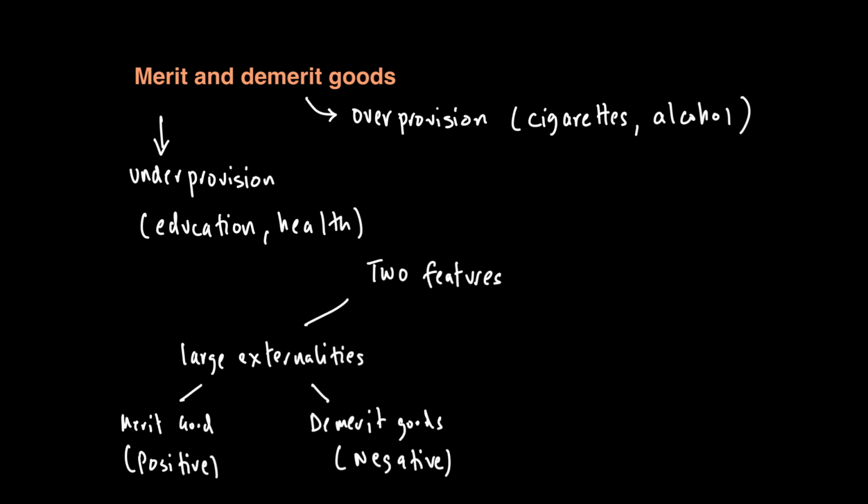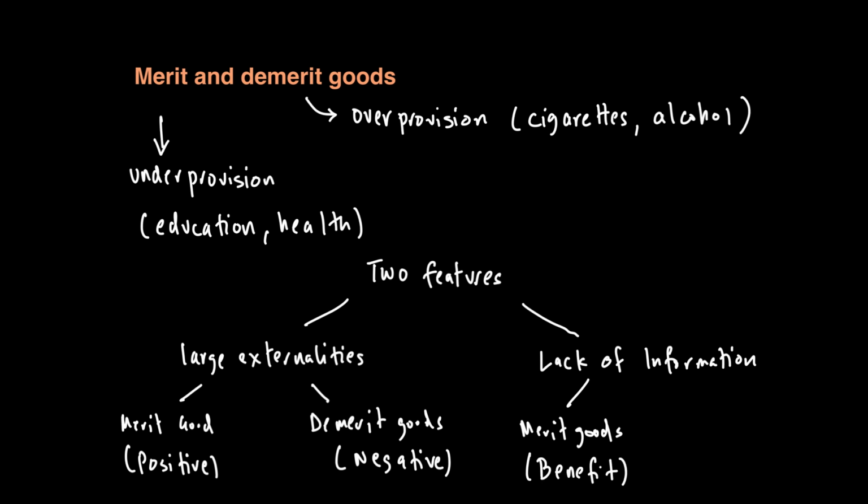But the second feature which makes them unique is the fact that there is a lack of information about the benefits or harm of these goods as they happen in the long run. So when you look at merit goods, the benefit may happen in the long run, and therefore you may not be able to assess the true benefit of it. When it comes to demerit goods, the harm of these goods also happens in the long run, and as a result of lack of information, there is decision making that results in suboptimal demand for these goods by consumers.